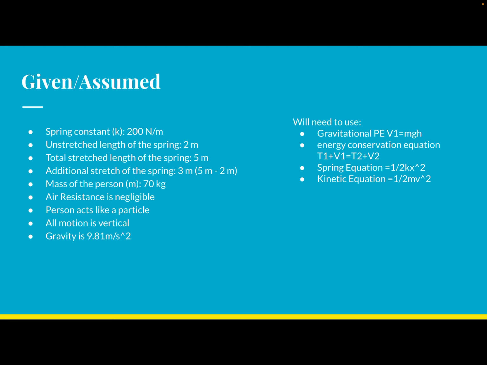Before diving into this problem, let's go over the givens and assumptions. Some of the givens are the units and variables like mass, spring constant, unstretched length, and total stretch of the spring. Something that we also want to implement is negating air resistance and acting as if the person is a particle, and assuming that all motion is vertical and gravity is 9.81 meters per second squared. Some of the formulas that we'll be using are gravitational potential energy, conservation, spring equation, and kinetic equation.